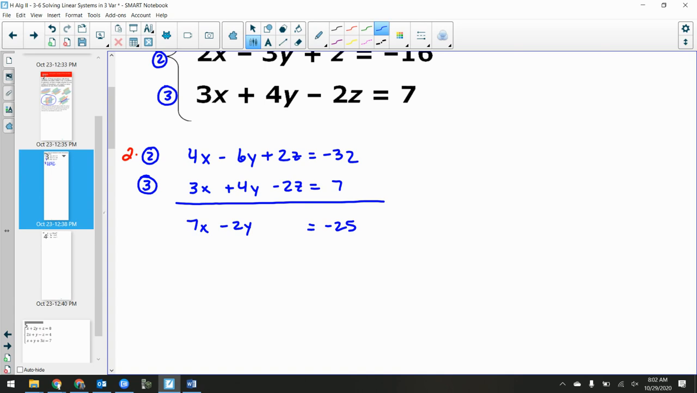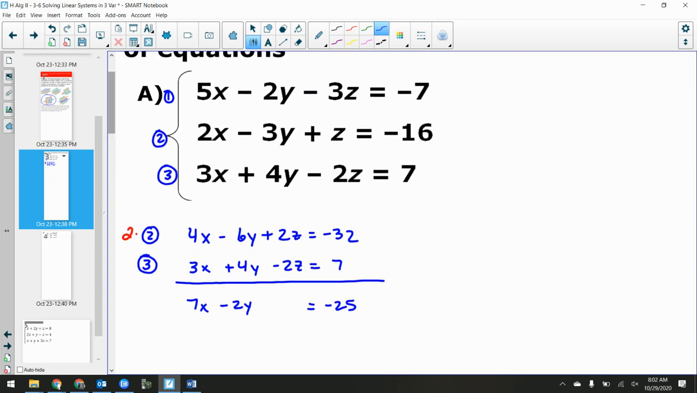Could I have used equations 1 and 2? Yeah. So let's do that as well. Let's use equations 1 and 2. Now, 1, I'm just going to take straight up, nothing different. 5x minus 2y minus 3z is equal to negative 7. But again, equation 2 is the one that I'm going to multiply by. What am I going to multiply equation 2 by to make it eliminate with equation 1? 3. Okay, so I'm going to take 3 times equation 2.